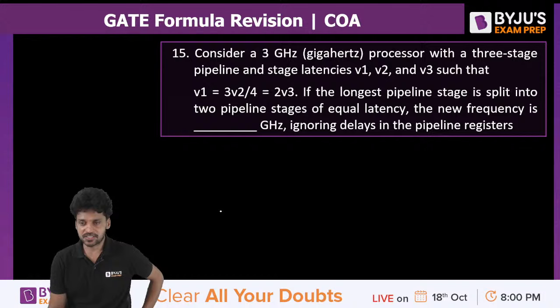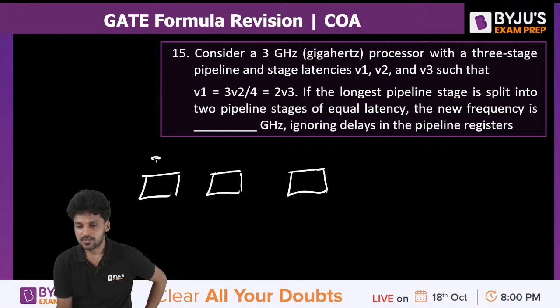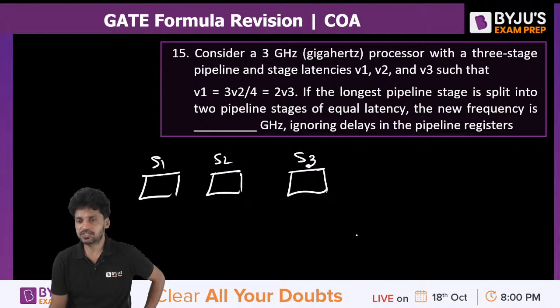Consider a 3 GHz processor with a 3-stage pipeline and stage latencies V1, V2, V3. There are 3 stages. Okay, segment 1, segment 2, and segment 3. Yep, 165.5. When you round it off, it will come to 5, right? Segment 1, segment 2, segment 3, come back. We have very, very little time.